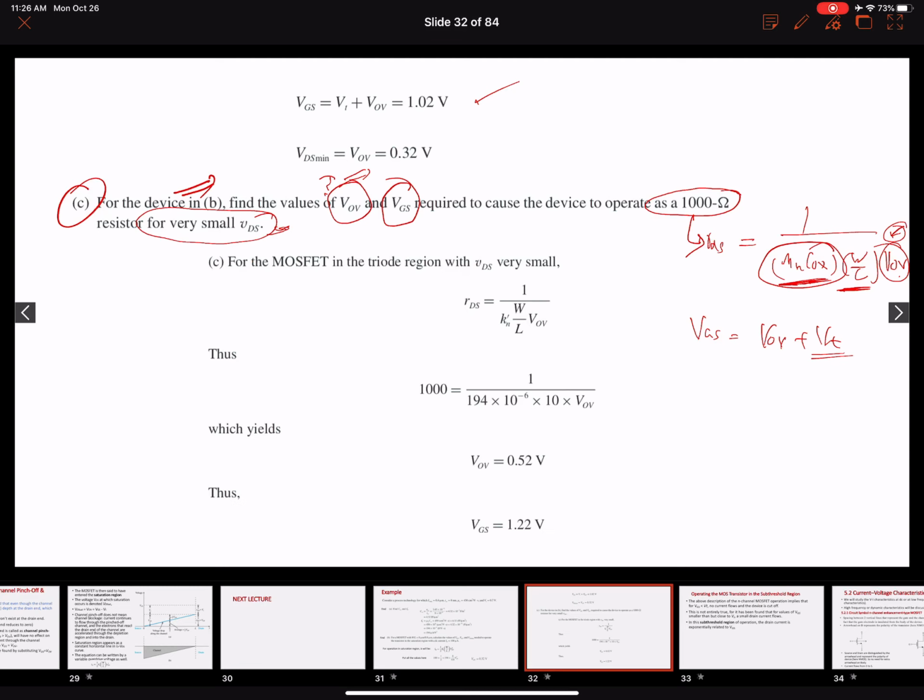Okay. So here is the value of the RDS. This Kn dash is coming from the last B part, W over L from the B part. The overdrive voltage can easily be found by this, and then you need to add the 0.7 VT to this to find out the value of the gate to source voltage.